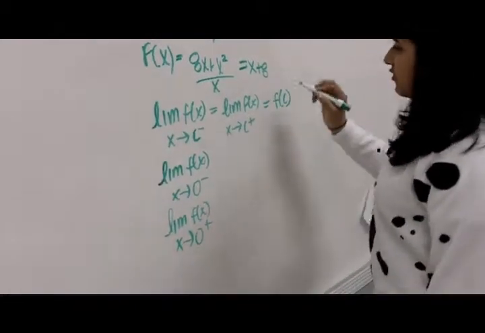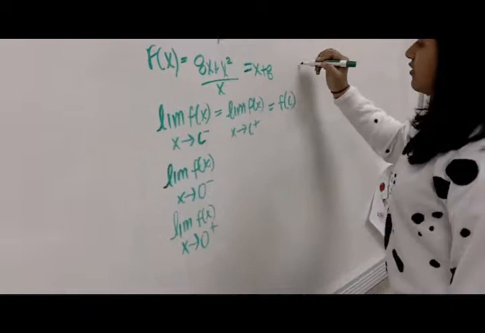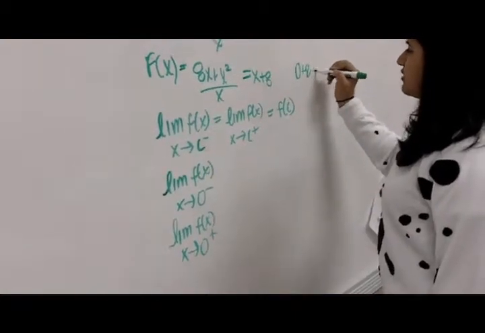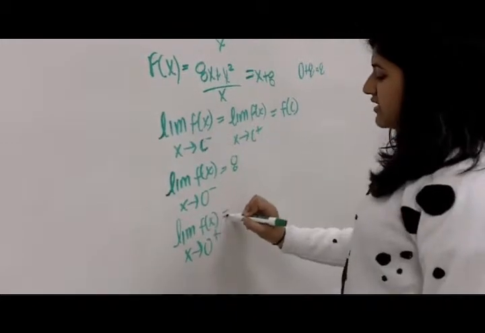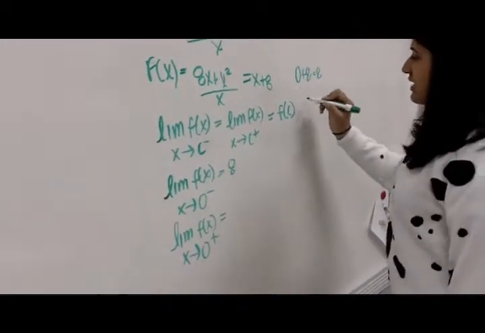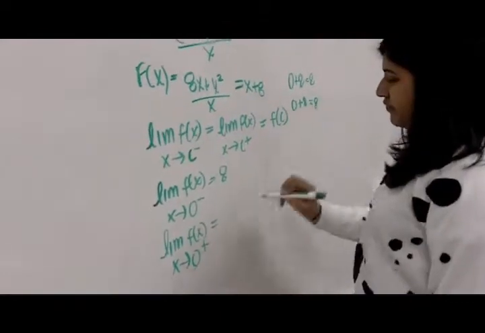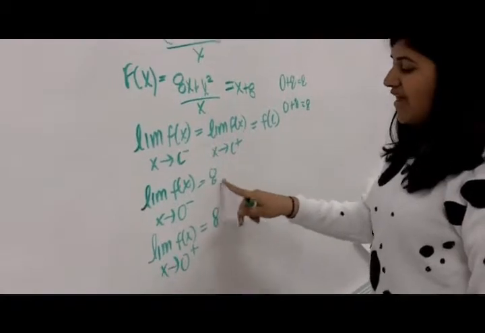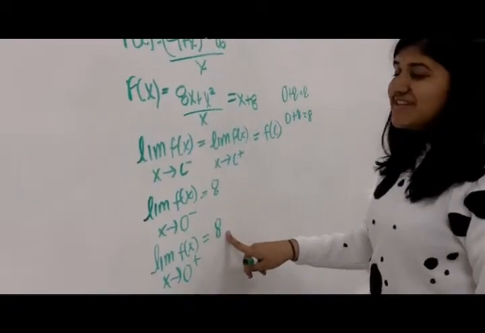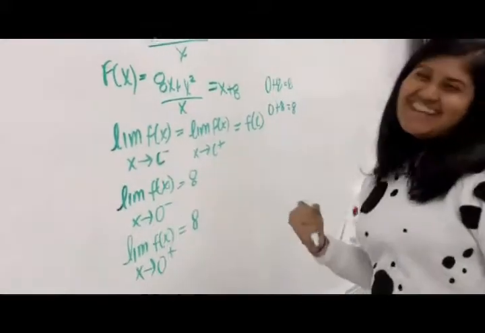So we're going to plug that back into our f of x equation. That would be 0 plus 8, which equals 8. So this limit equals 8. And for this one, we're also going to take 0 from the right and plug that in, which will give you 8. As you can see, both limits from the left and the right are 8, which means that the function is continuous. Great job, Shoba Cow.